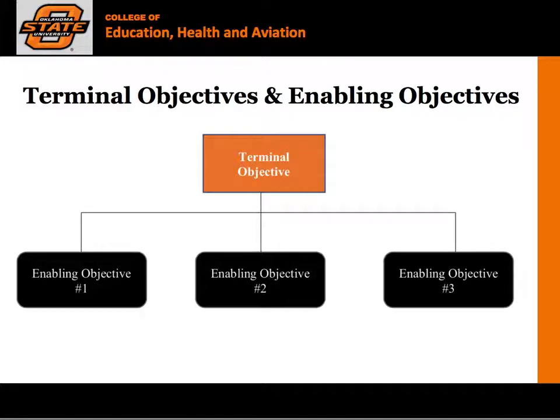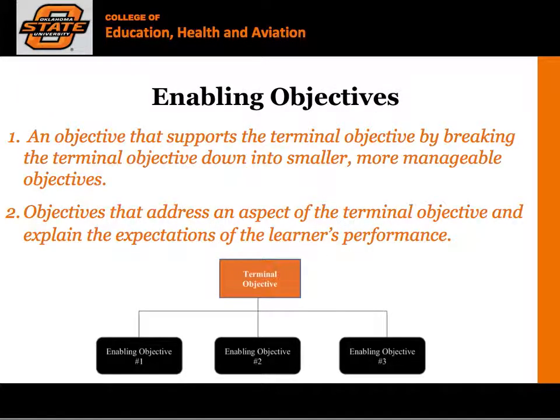So remember that these enabling objectives are objectives that support the terminal objective by breaking it down into smaller and more manageable objectives. They address one aspect of the terminal objective and they explain the expectations of the learner's performance. So we're going to go back to our course example to discuss how we go from steps to abbreviated enabling objectives to the full-length enabling objectives.